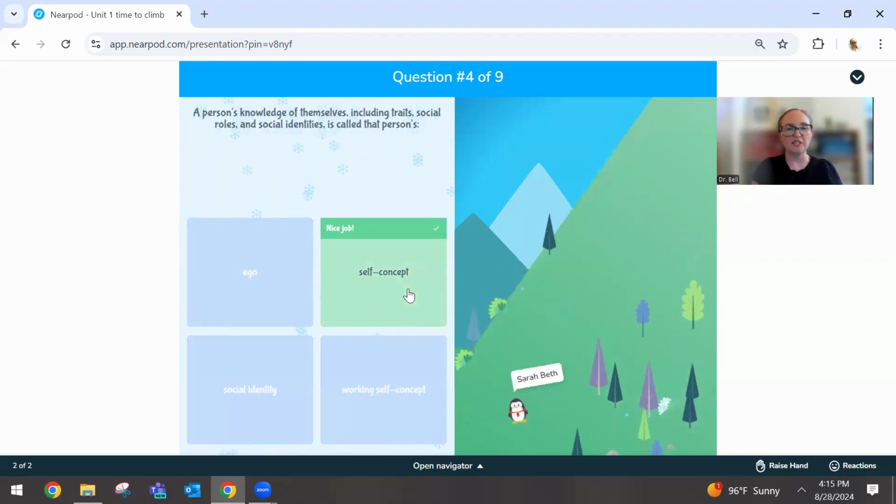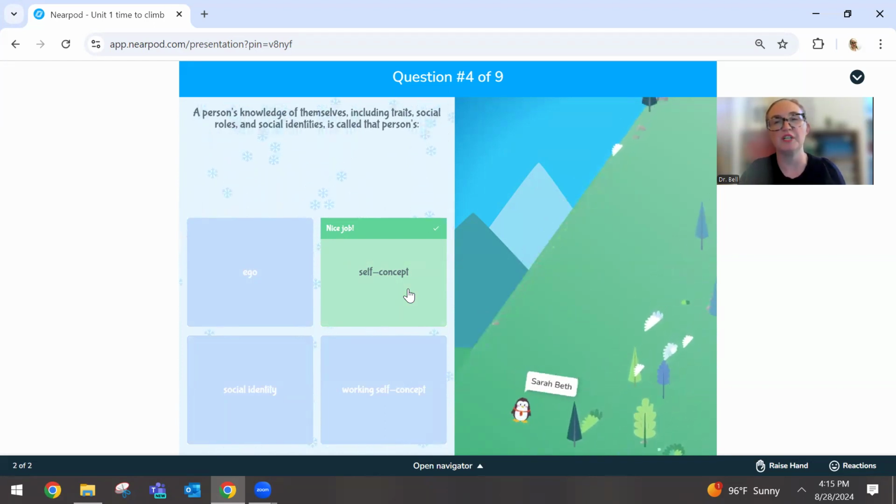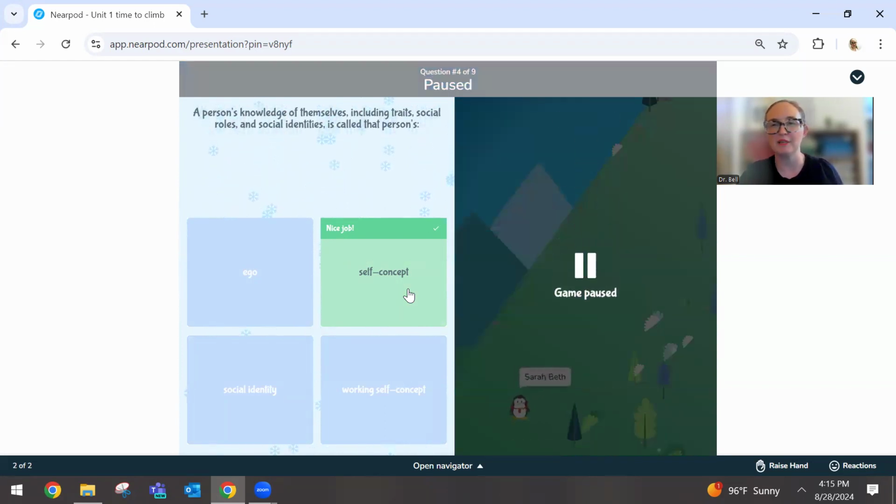Your ego is kind of like a weird Freudian concept. It's kind of weird to me. We may talk about that at some point in class, but that is not this. This is just your concept of yourself, so don't overthink it. A working self-concept is more transient. And this is more than your social identities. It says it's your traits, your social roles, and your social identity. So it's obviously not just your social identity. That is your self-concept. So I wouldn't overthink it.